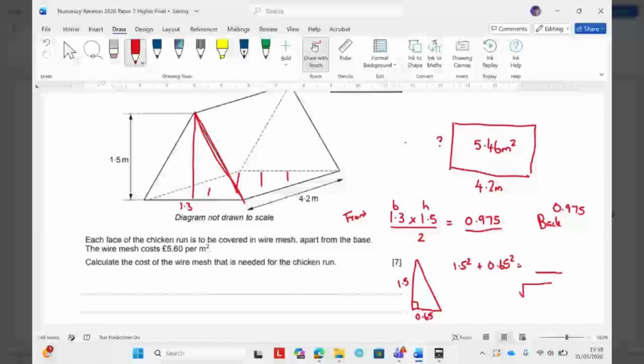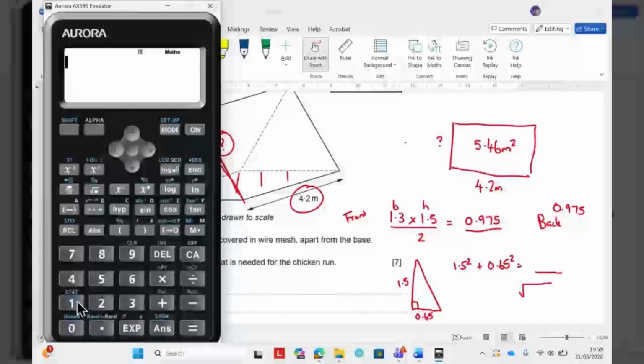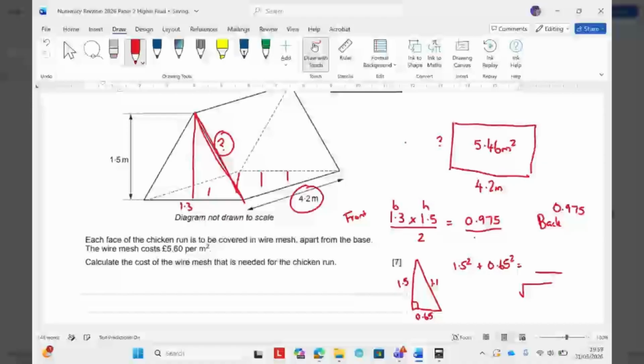Once we know this, we can do length times width, and a reminder that there are two of them. Let's do it just quickly because I've spent long enough on this question now. So 1.5 squared plus 0.65 squared, add, and then square root that answer. That's 1.6 to one decimal place, because the rest of the 1.6 is fine. So this here, which I'll now do down here because I'm jumping all over the place, would be 1.6 times 4.2.